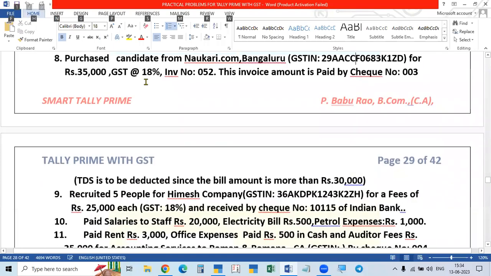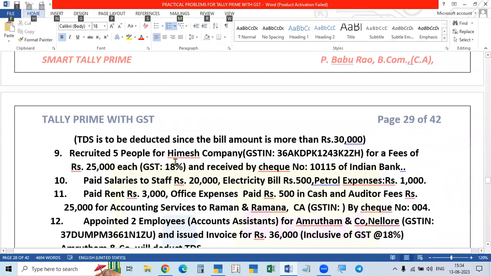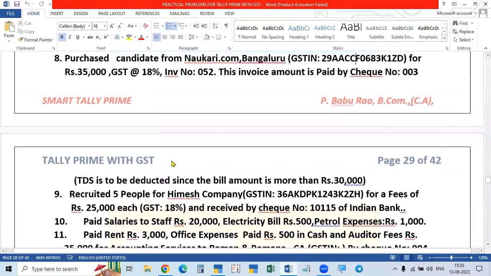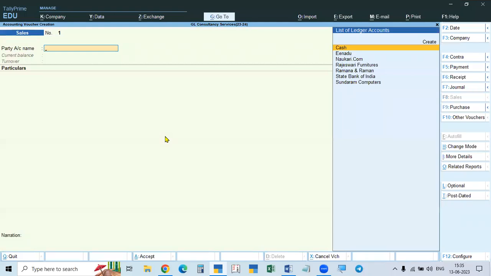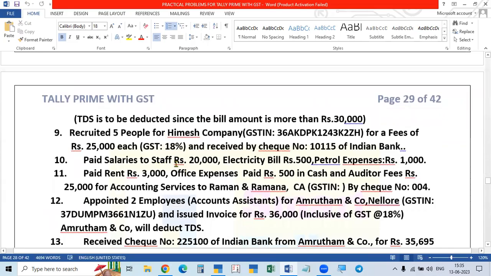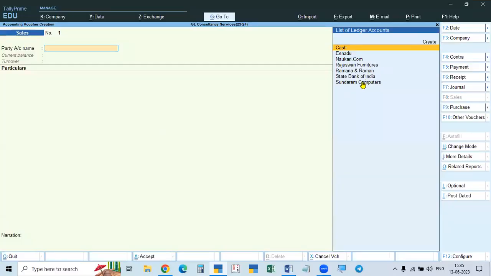So we recruited 5 people for Himesh company for a fee of 20,000 and received it by check. Our service is human resource consultancy. So Indian Bank, we received a check. Our fee is 25,000. Here we are giving the service, so we are selling the service, so we have to record it as sales. We are selling to Himesh company.